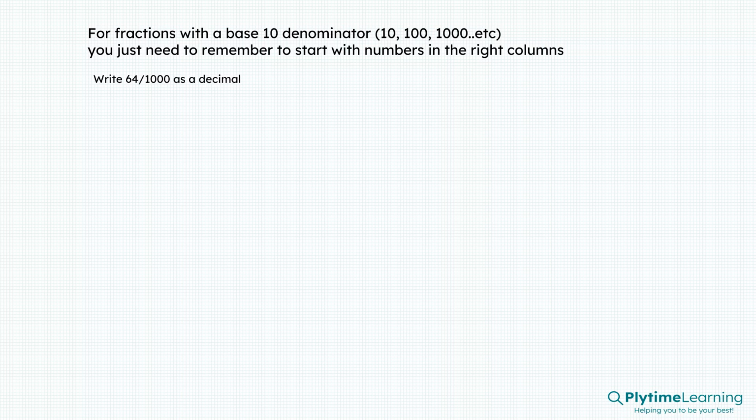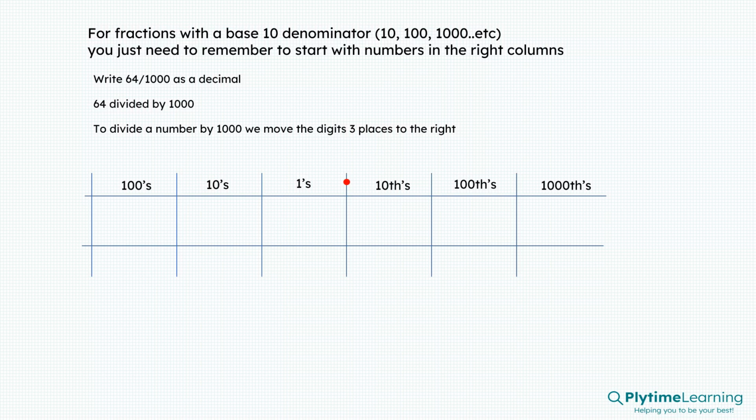Write 64 over 1000 as a decimal. It's 64 divided by 1000. To divide a number by 1000, we move the digits 3 places to the right. So we have our columns. We write in 64, so 6 in the tens and 4 in the ones column, and the decimal point, and then we move that 3 places to the right.